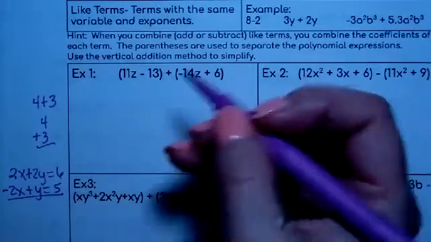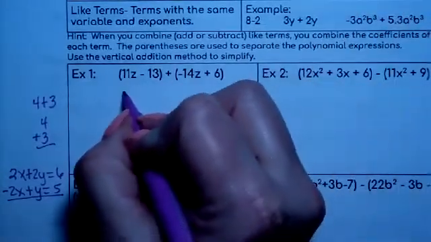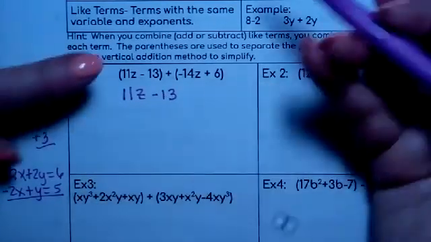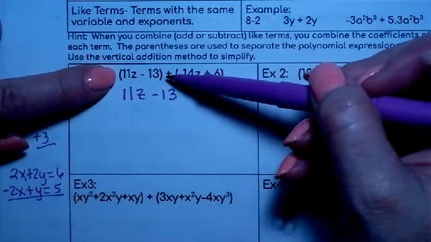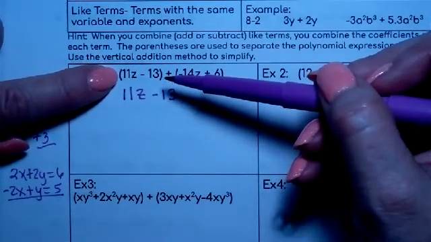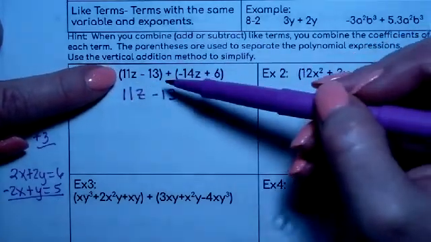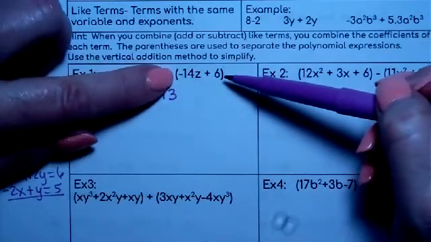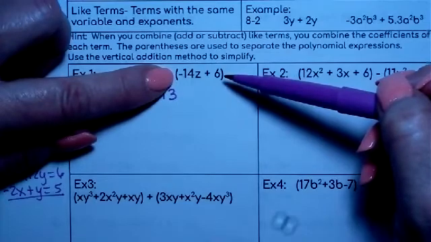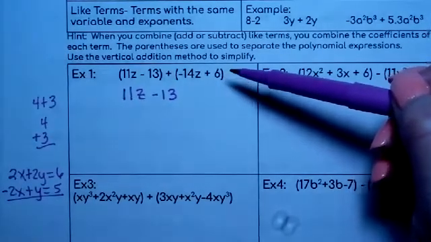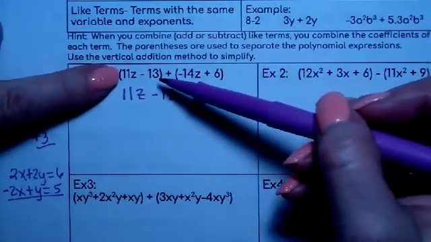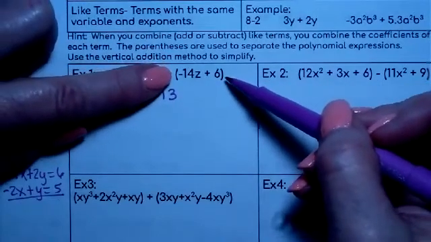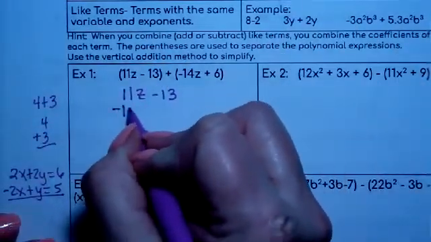Okay, so if I look at my first one right here, your first line or your top line is going to be the first polynomial. Now, the parentheses are simply for clarification, like Scotch tape holding it all together. Okay, so the parentheses is telling me the 11z and 13 belong together. This set of parentheses tells me the negative 14z and the 6 have to stay together. Okay, like I said, it's like glue or Scotch tape holding them together. So I'm going to write my first polynomial on the first line. This is a plus, and then I'm going to take my second polynomial and I'm going to write it right underneath it.